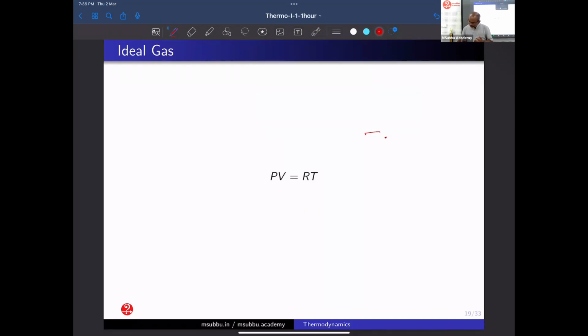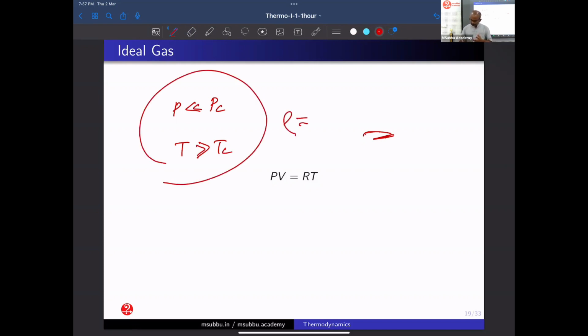So what is the meaning of critical pressure, critical temperature? Of course, that I am not going to discuss. With reference to the critical pressure, there is a state called reduced pressure. Otherwise, if the pressure is much less than PC and temperature is much greater than TC, at that condition any component will have a low density.